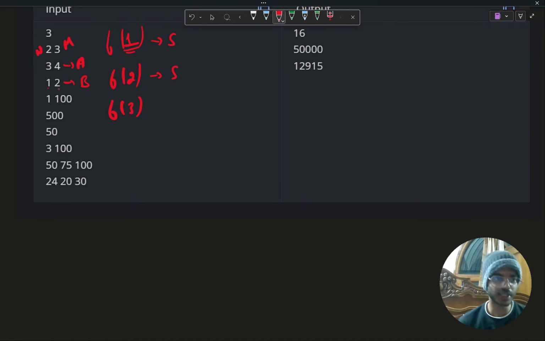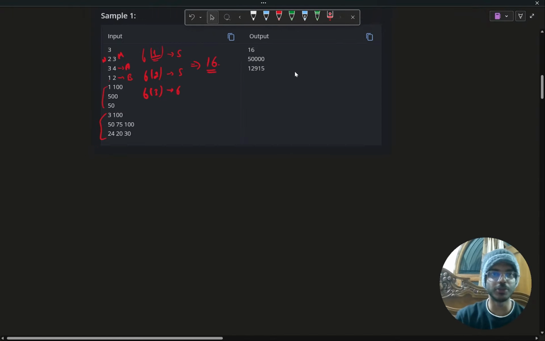Okay, let's calculate f of 3. It would be max of 3 plus 1 comma 3, which is 4. Then it would be max of 4 plus 2 comma 4, which is 6. So this is 6. Now the sum of all three of them is 5 plus 5 plus 6, which is 16. You can try out these two test cases by yourself and let us move to the solution.